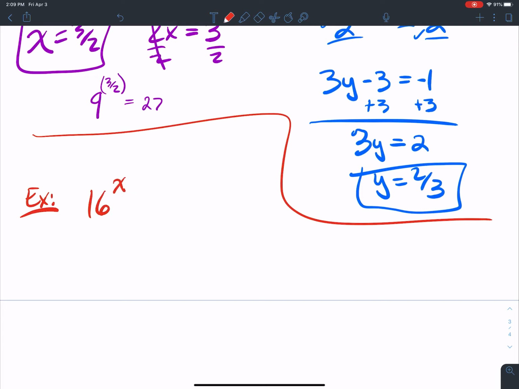16^x = 32^(x-1). So I want you to sit here and think about this for a second. What base is the same for both?